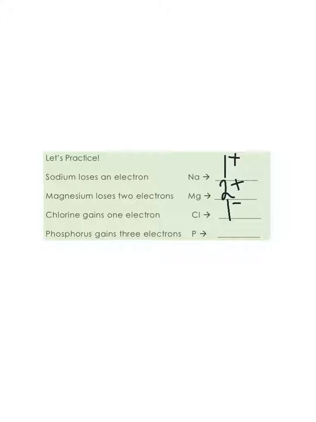Okay? And now phosphorus gains 3 electrons. So now our electrons outnumber the protons by 3. So we have more negative particles by 3 times. So we have a 3 minus charge. Okay, let's move on.